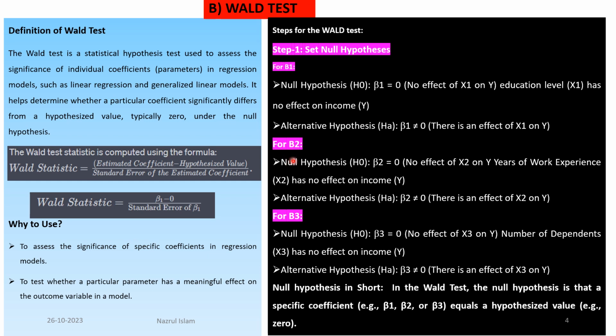Similarly, the null hypothesis of beta 2 equal to 0 means years of work experience x2 has no effect on income y. Similarly, beta 3 equal to 0 means number of dependents x3 has no effect on income. In a nutshell, the Wald null hypothesis is that a specific coefficient, that is beta 1, beta 2 and beta 3, equals the hypothesized value, that is 0.